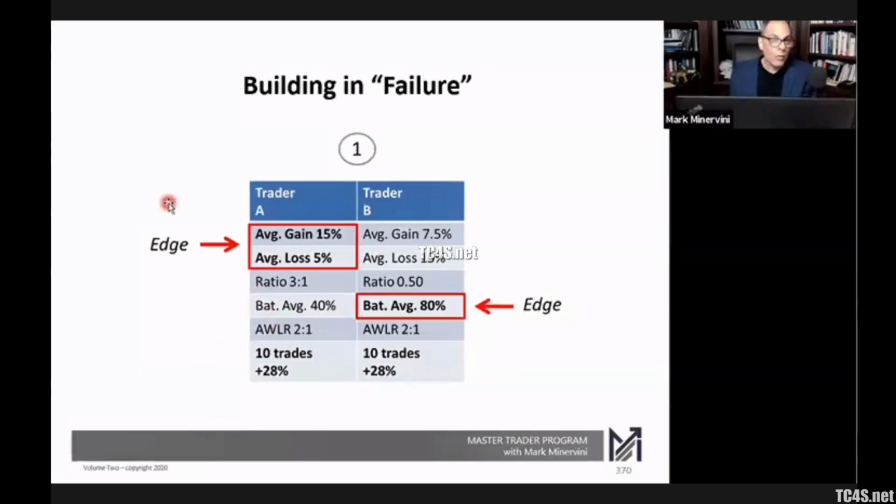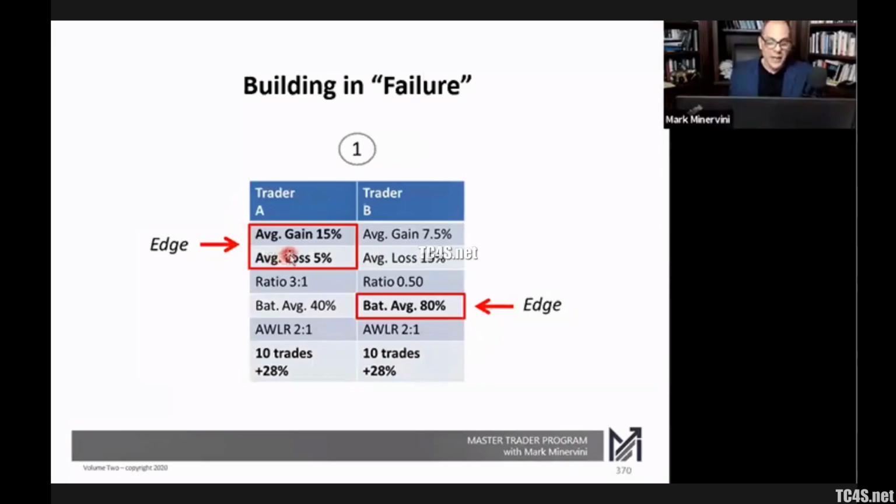Well, trader A, though, is getting his edge from his risk reward ratio. I say he, it could be a she too. As a matter of fact, women usually trade better than men. I'm finding that women are great traders, and we've had lots and lots of women traders come into the Master Trader Program, more every year. So I'm happy to see that. I say he. I don't want to sound sexist.